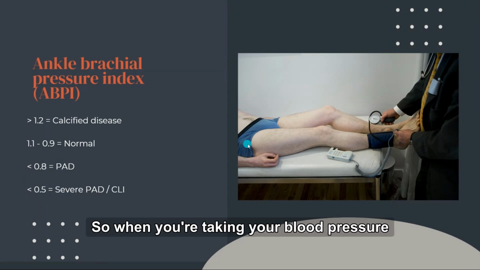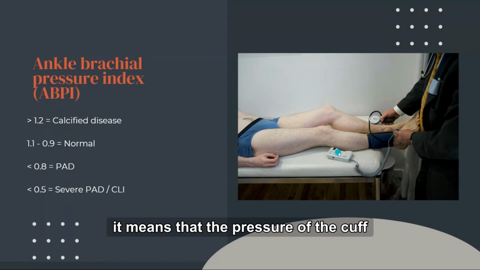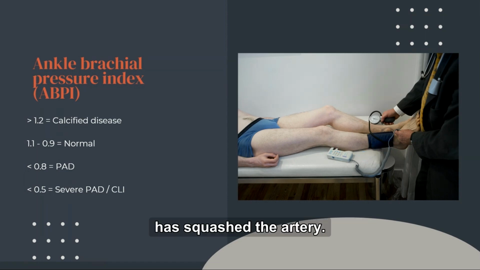When you're taking your blood pressure from your brachial artery, you inflate a cuff. What we do here with ankle brachial pressure index is use a Doppler probe which makes a noise that mirrors the flow. We inflate the cuff, and when that noise is obliterated, it means the pressure of the cuff has squashed the artery, so it's overcome the pressure in that artery. That tells you the pressure within the artery.